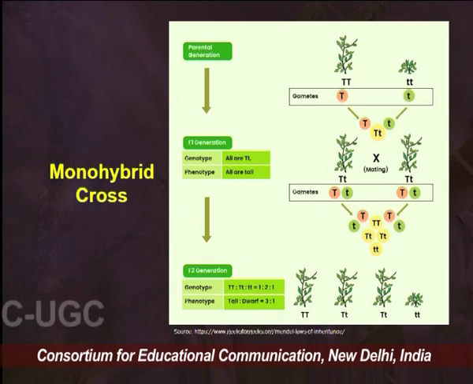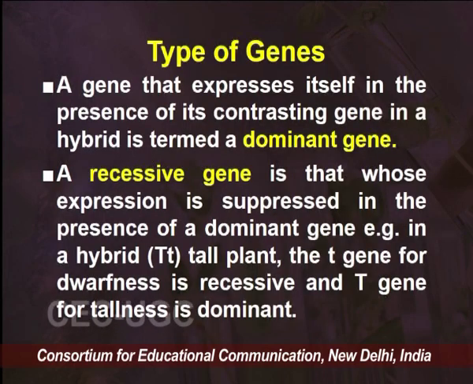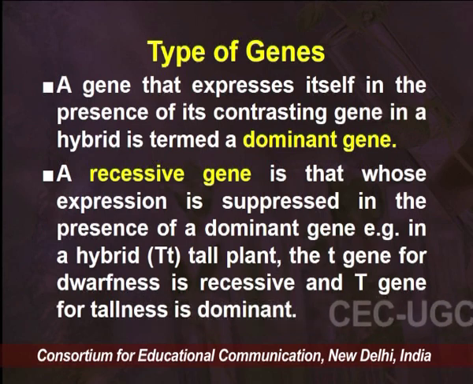The genotype was in the ratio of 1:2:1, but if we see the phenotype, it was 3 tall plants and 1 dwarf plant. Why was there a difference in the phenotype, even though there was 1 small t and 1 capital T in the middle two genotypic plants? It was due to the presence of a dominant or a recessive gene. There are two kinds of genes. One is the dominant gene, a gene that expresses itself in the presence of a contrasting gene in a hybrid.